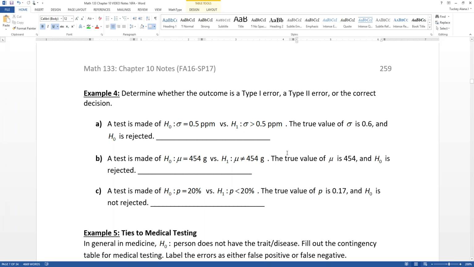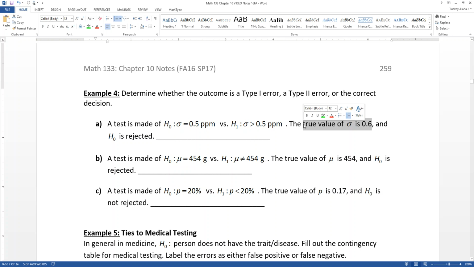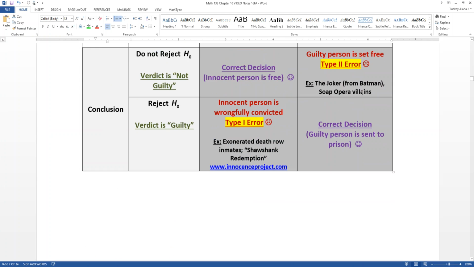All right, so let's look here. We have a test of sigma equals 0.5 ppm, and sigma is greater than 0.5 ppm. So that's your null and alternative hypothesis. The true value of sigma is 0.6. Now 0.6 is actually larger than 0.5, which means the alternative hypothesis is actually true. If the alternative hypothesis is true and we rejected the null hypothesis, that means we made a correct decision.